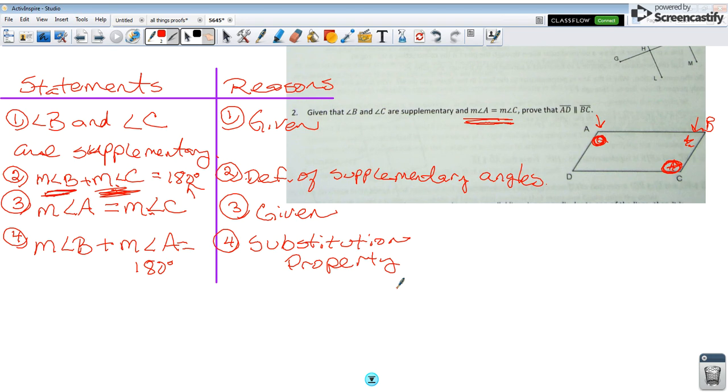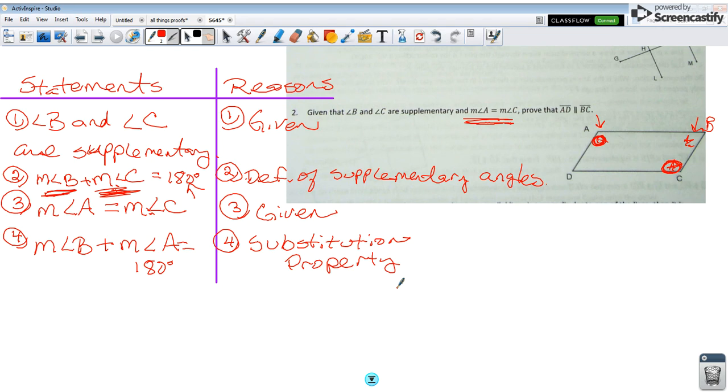Okay. These two ladies have 180 degrees. B and C have 180 degrees together. B and A have the same amount. Therefore, A and B are 180 also. Give me a thumbs up if you understood that a little bit better than what you did before.